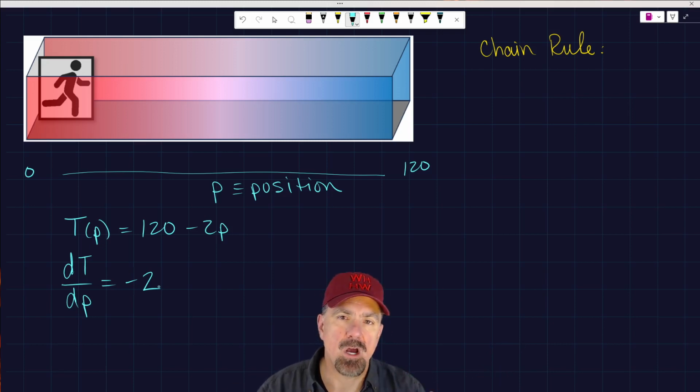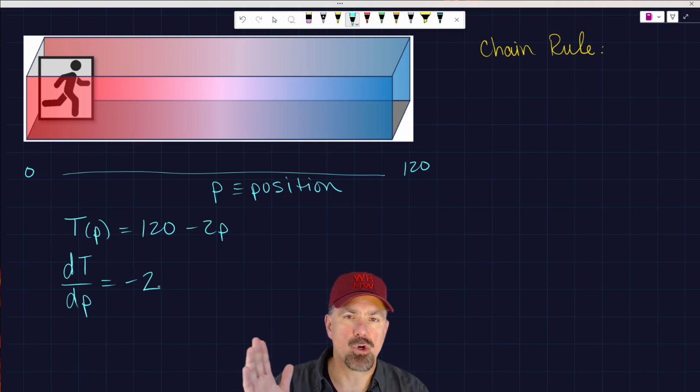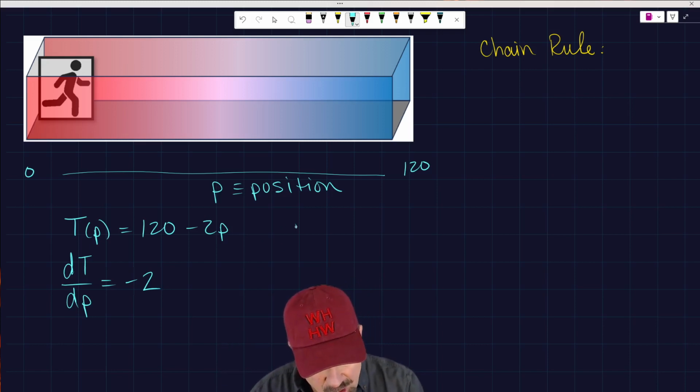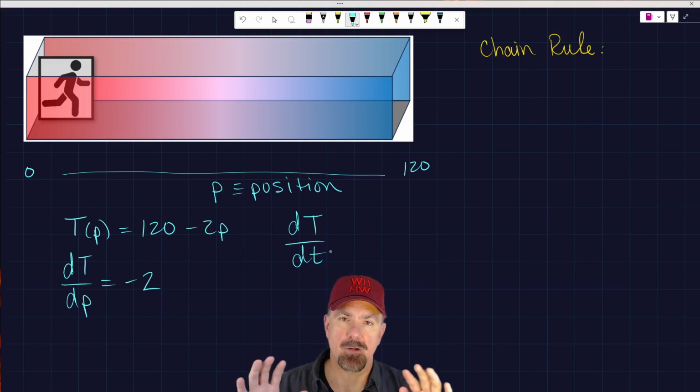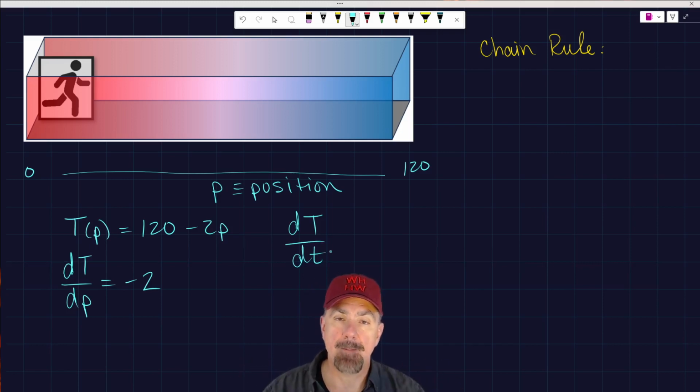But what we want to know is, as we walk through the room or jog through the room or sprint through the room, what is the rate of change of temperature with respect to time? So not so much position. We understand how it changes with position, but we want to understand how this temperature changes with respect to time. In this case, it makes a difference how quickly we are moving through the room. If we're walking slowly, then the rate at which the temperature changes for us is different than if we run through the room, where the rate of change would be considerably faster.